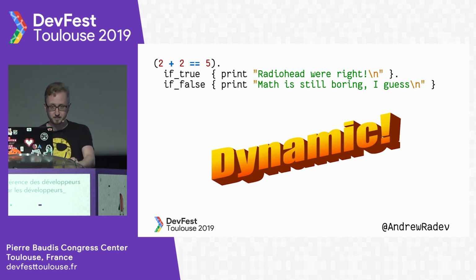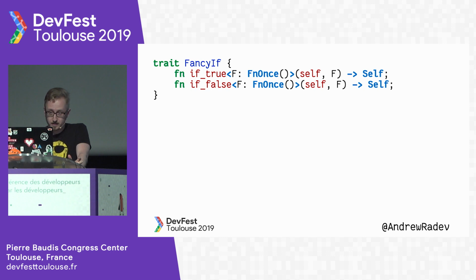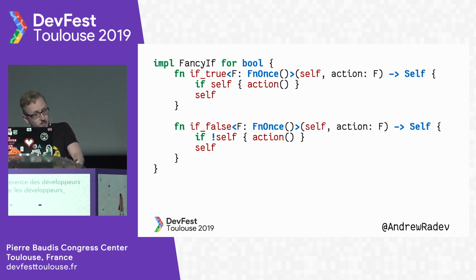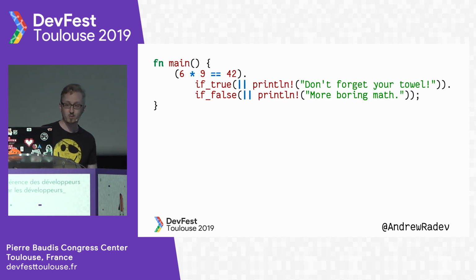If only we could do this in statically typed languages. Well, as it turns out, Rust does allow you to define a trait called fancy if with two methods, and then you can actually implement that trait for a built-in type. This is a thing that is allowed. And so if you do that, you basically get the exact same thing.